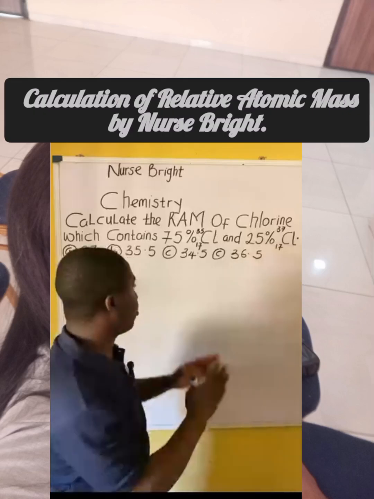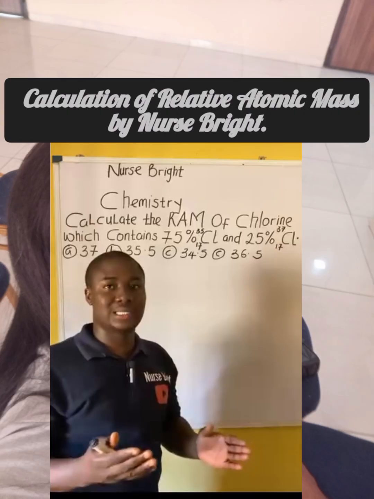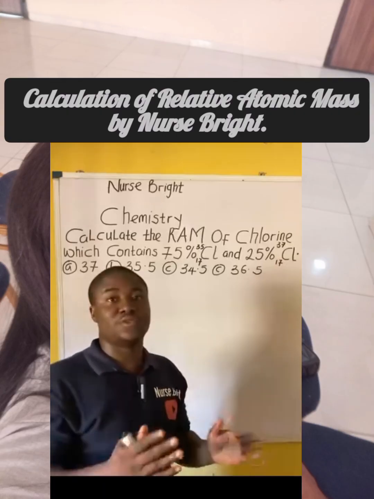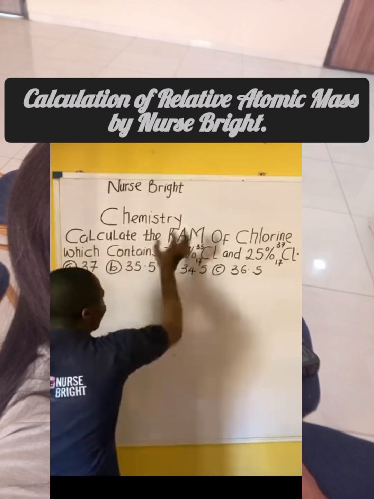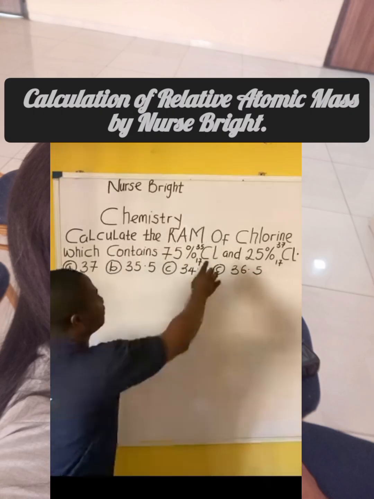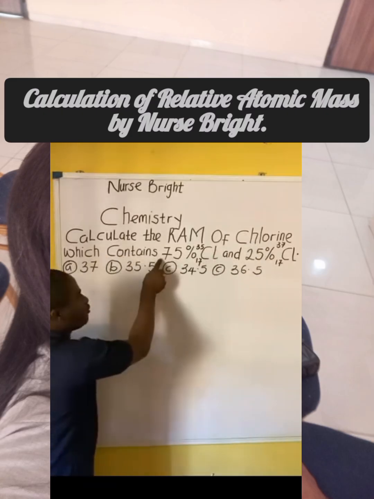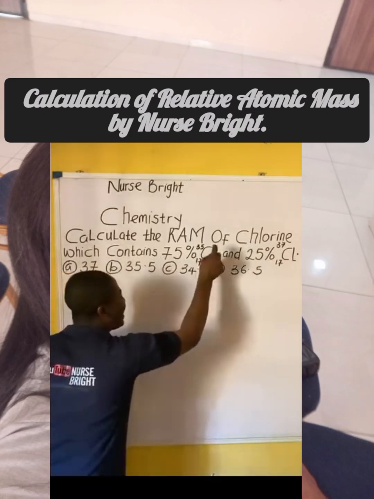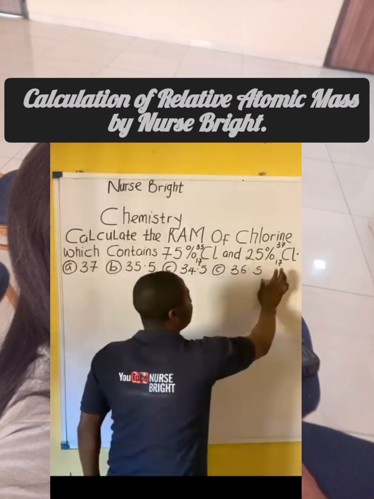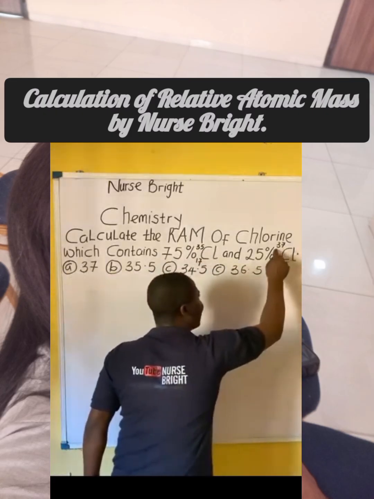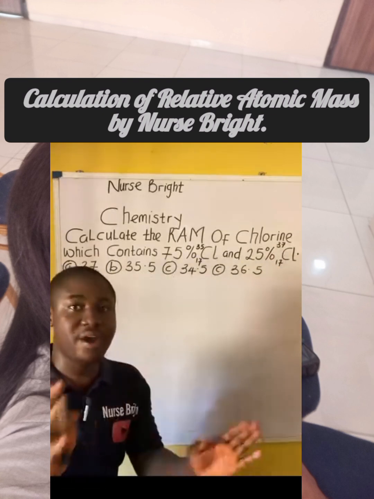You came across this question in your chemistry exam. How will you answer it? It is very easy. Let's solve together. The question says, calculate the RAM of chlorine which contains 75% Cl 35 17 and 25% Cl 37 17. Now, relax. This question is extremely easy.